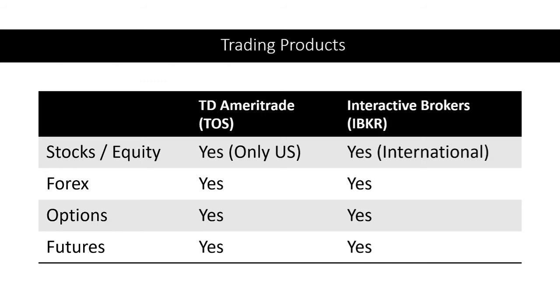For the trading products, there is a slight difference. TD Ameritrade TOS only offers USA stocks and equities, but Interactive Brokers offers international markets. That means you can trade in the Singapore market, Hong Kong, China, Europe, and the USA, all in Interactive Brokers. But with TOS, you can only trade the US market. They both offer forex, options, and futures as well. So in terms of trading products, Interactive Brokers is slightly better than TD Ameritrade.